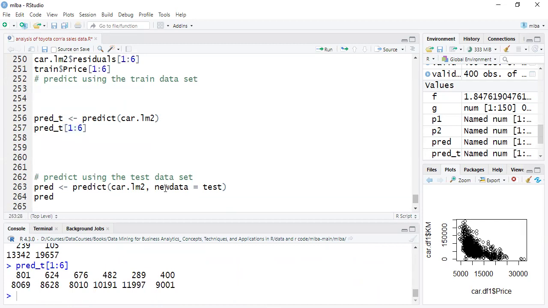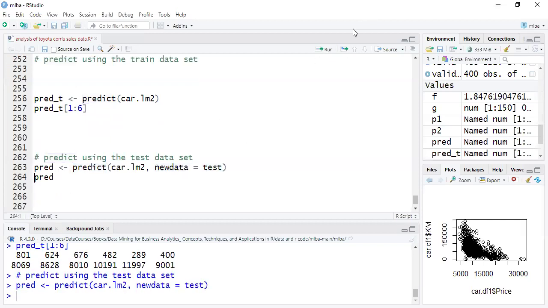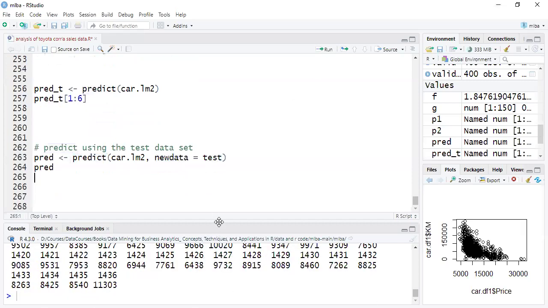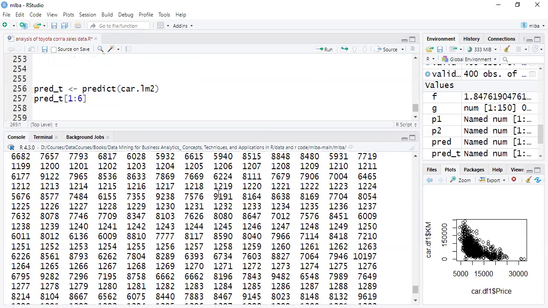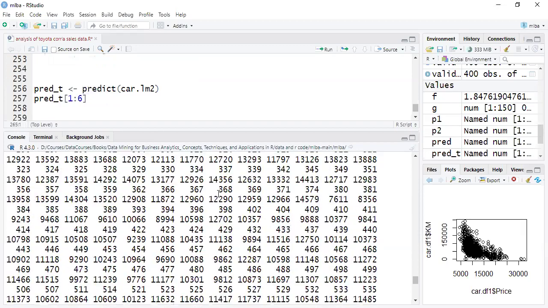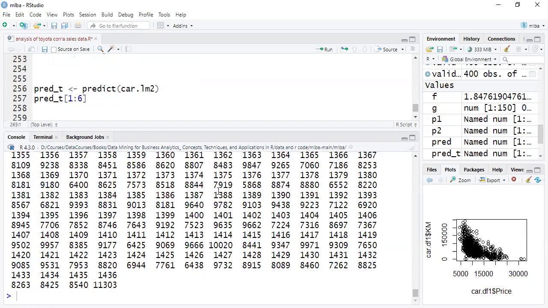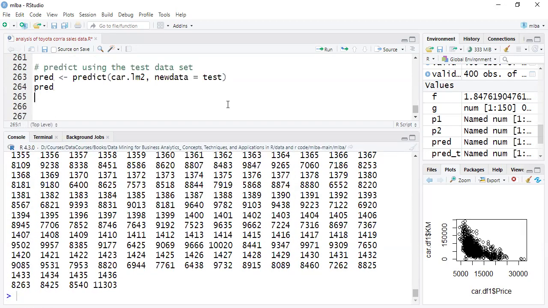The last command is to predict by test set. If you want to predict by test set, the same model is used, the predict command is used, and the data set will be newdata equal to test. So now it is the command, and we want to show the predicted values for the testing data set. So these are the outputs of the predicted prices of the testing data set.